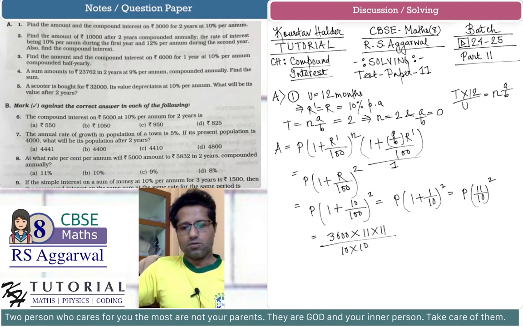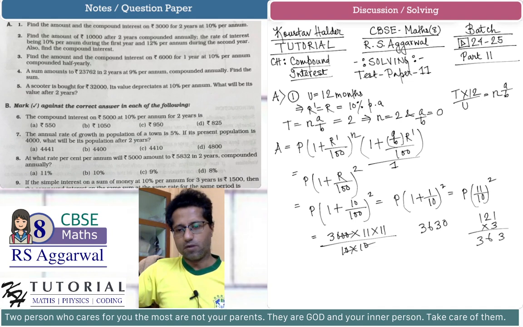Okay, so 20 cancels out and we have 30 multiplied by 121. 11 square is 121. So this is 121 multiplied by 3 is 363. So this is 3630. Of course, it will be rupees.